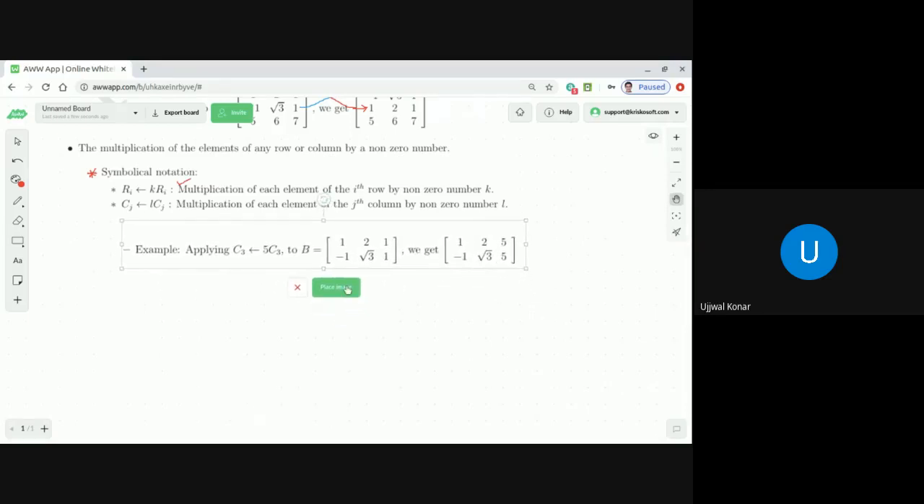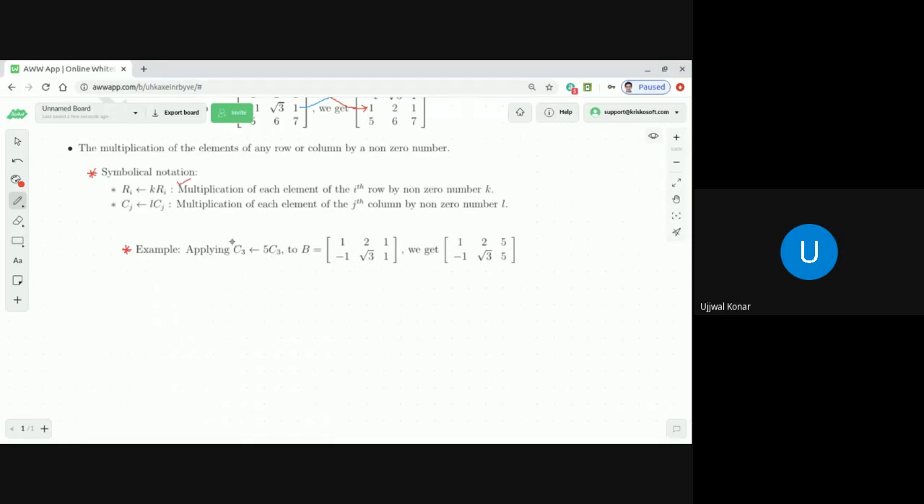For example, dear students, let's take the matrix B. It is a 2 by 3 matrix. It has 2 rows and 3 columns. The first row is 1, 2, 1. The second row is -1, √3, 1.